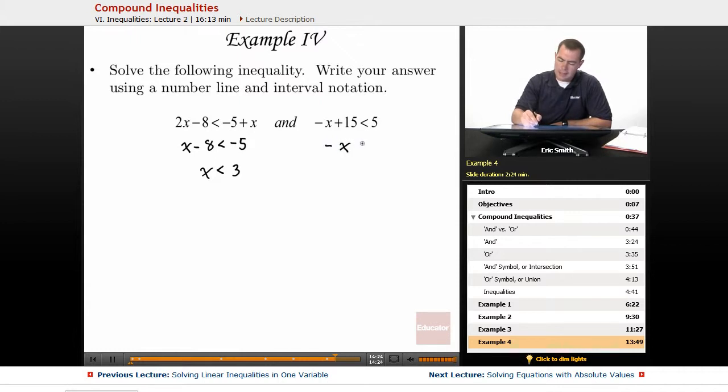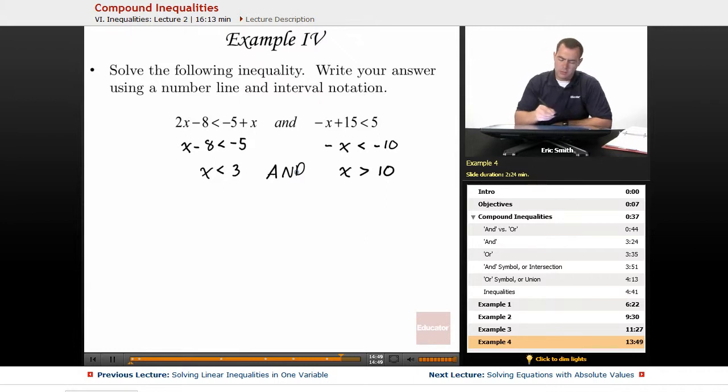I will subtract a 15 from both sides. That'll give me a negative x is less than a negative 10. Now I'll divide both sides by a negative 1. Since we're dividing by a negative number, let's go ahead and flip that inequality sign. Okay, so I have x must be less than 3, and x must be greater than 10.